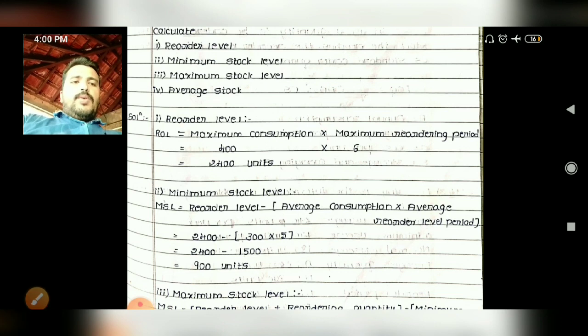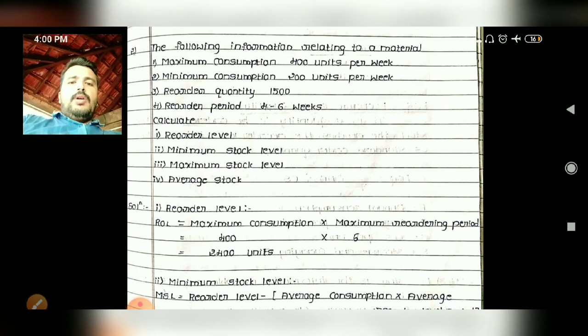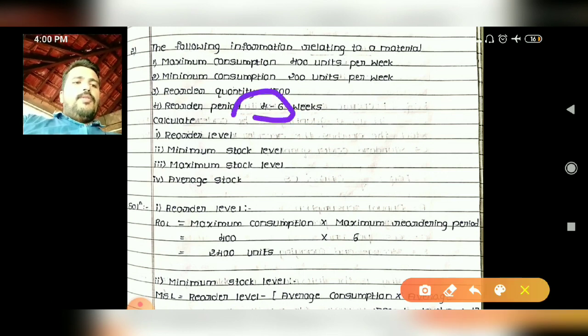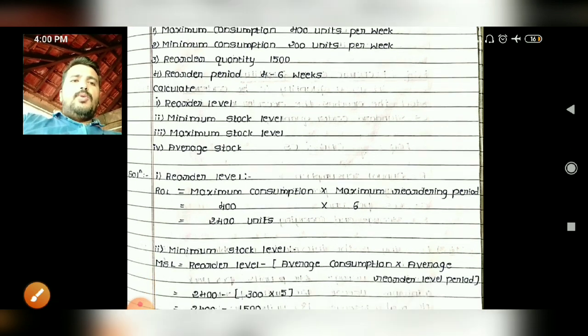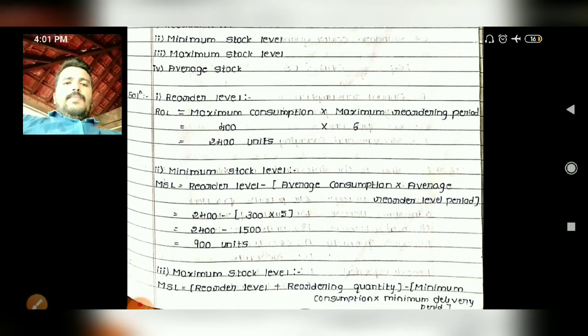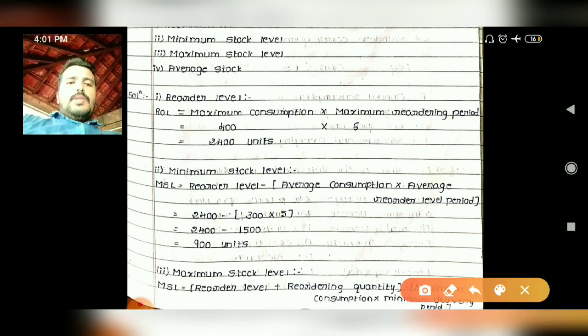Average consumption you have to calculate. Then average reorder level period. Average reorder level in the sense, 2 reorder levels are there. Here it is given 4 plus 6 divided by 2. Then you can get it averaged. Then this way you have to apply the items in the formula.